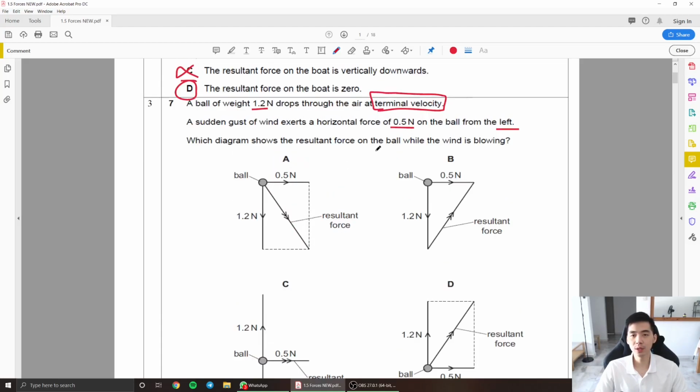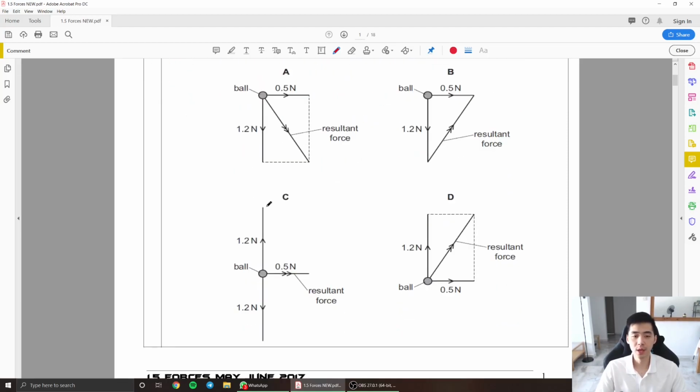But the key word here is actually terminal velocity. For anything to move at terminal velocity, you have to understand that the upward forces must be equal to the downward forces, and thus C is the only logical answer, because the upward force is equal to the downward force. This gives terminal velocity, and this horizontal force will have zero effect on the vertical forces here. Very important key thing to note here.